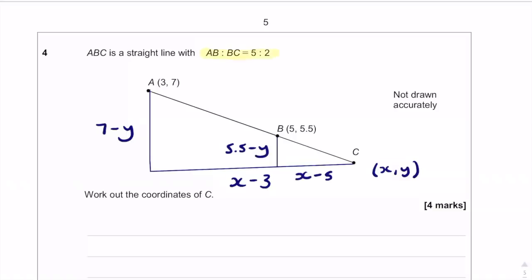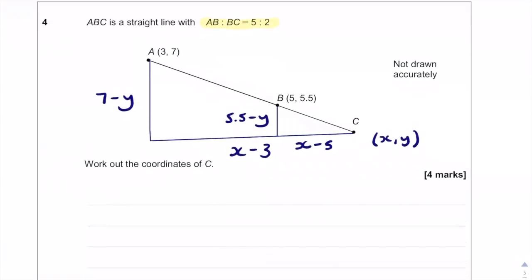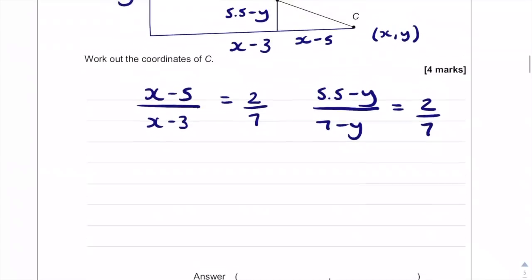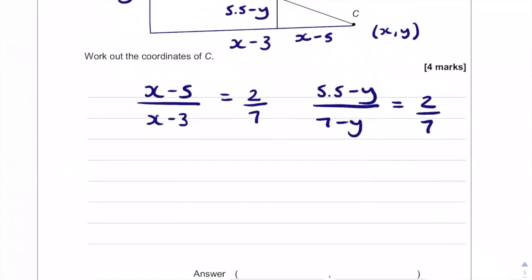And using this ratio up here, I know that BC is 2/7 of the line ABC. So what I can do is form an equation in x by saying that x minus 5 all over x minus 3 is equal to 2/7. And then I can form another equation in terms of y, saying that 5.5 minus y all over 7 minus y is equal to 2/7. So now I can solve both of these equations to find my value of x.